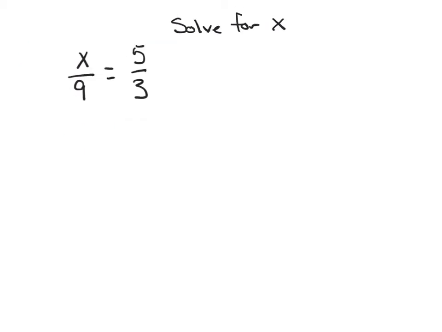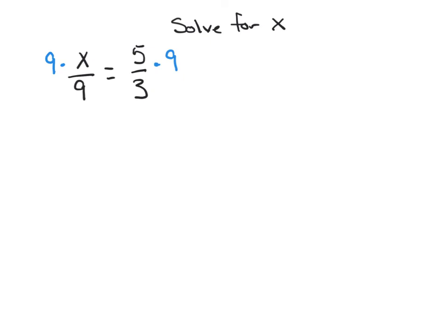For this equation, we're solving for x, and if we read it, it reads x divided by 9 equals 5/3. So the first thing we're going to do is the opposite, or the inverse operation of division, which is multiplication. So we're going to multiply both sides by 9.